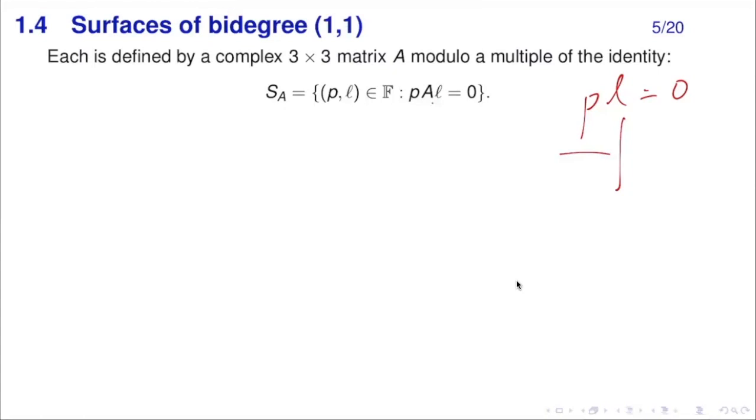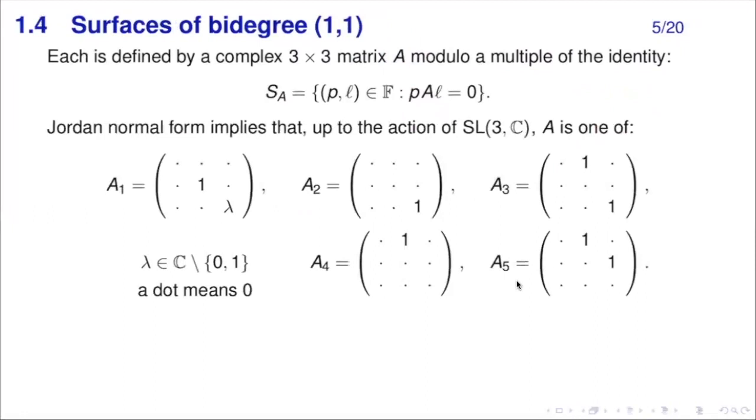So the thing is, if you have a matrix A, of course you can subtract any multiple of the identity because of this equation. So we're really looking at matrices A, sort of pencils of these matrices, in which you can add or subtract any multiple of the identity. And again, it's basic linear algebra. You can use Jordan form to understand that, projectively speaking, we have the following classes of such. So each of these matrices modulo the identity will define a surface of bidegree 1, 1.